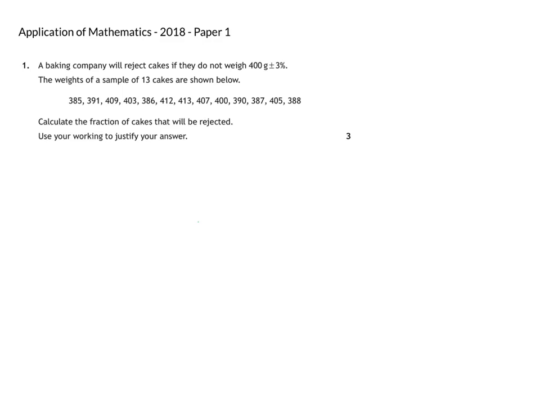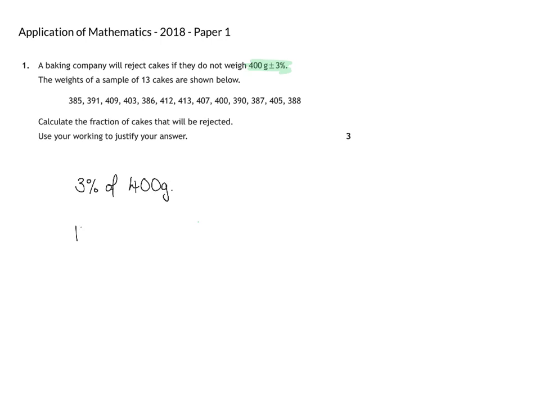So we've got a baking company will reject cakes if they do not weigh 400 grams plus or minus 3%. The weights of the sample of cakes, 13 of them, are shown below. Calculate the fraction of cakes that will be rejected and use your working to justify your answer. So the place we need to start is our important part, which is this. So 400 grams plus or minus 3%. So we're going to have to work out 3% first. So 3% of 400 is where we're headed.